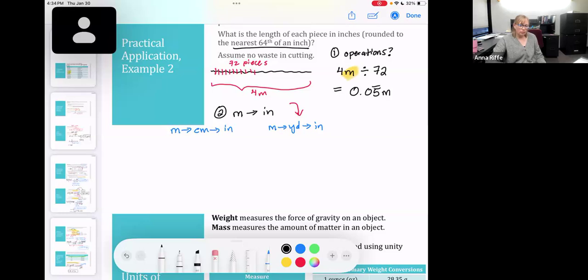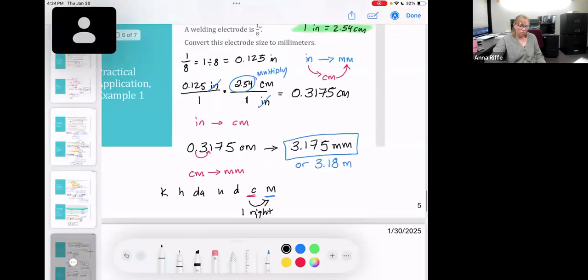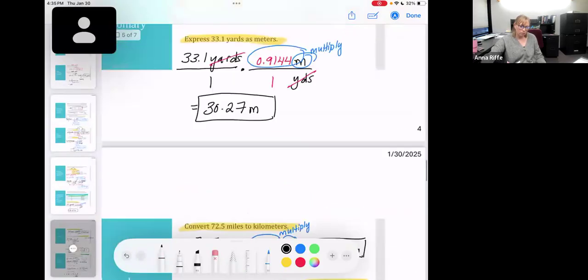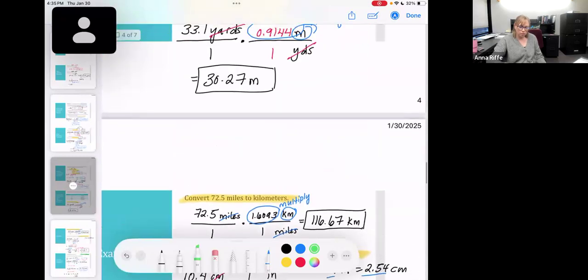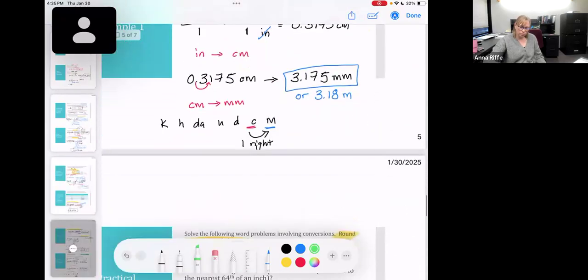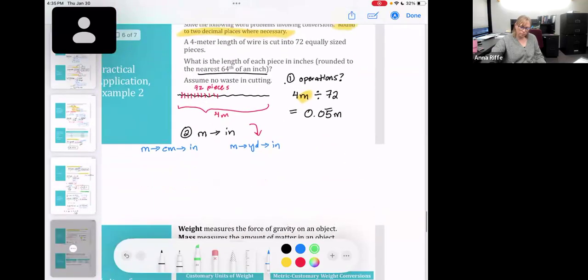So if we look at our conversion chart, go all the way up to here, we can note that there is a conversion between yards and meters, which we've used before. 1 yard is equal to 0.9144 meters. So we're going to use that down below, all the way down.